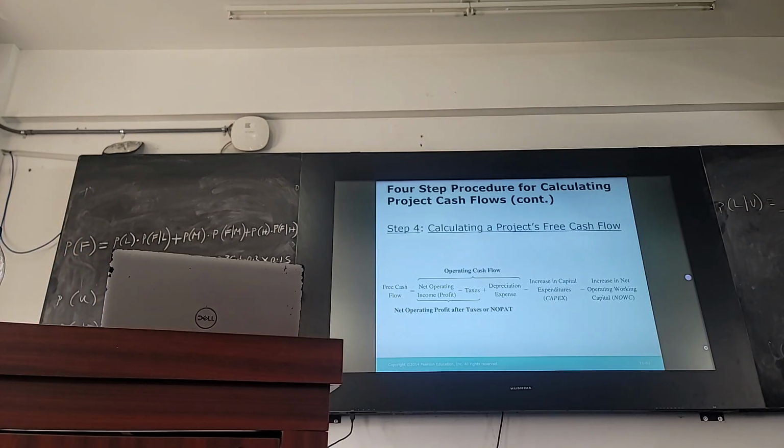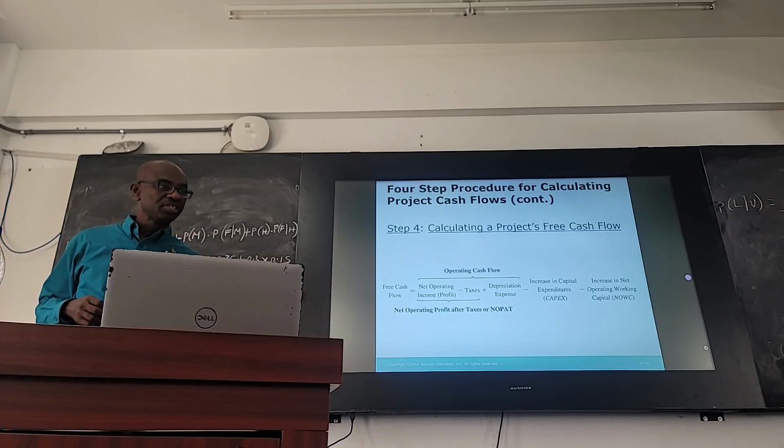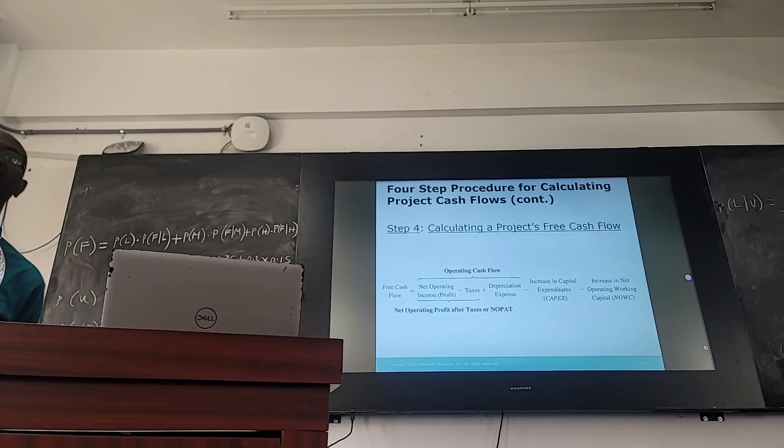So the numbers that go into getting the NPV, IRR, those numbers that you're finding the NPV of, that you're finding the IRR of, you're finding the profitability index of, these figures are what you call the free cash flow from the project in each time period. And free cash flow is your net operating income, or your EBIT, minus your taxes, plus your depreciation expense, minus the increase in CapEx, minus the increase in net operating working capital. That's your calculation.